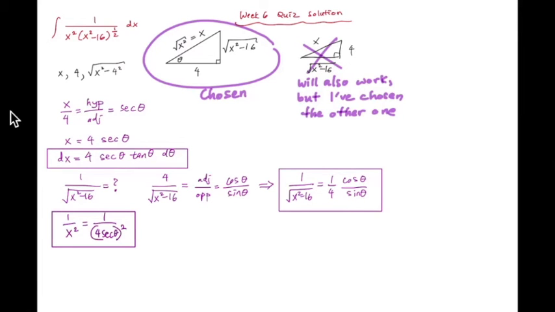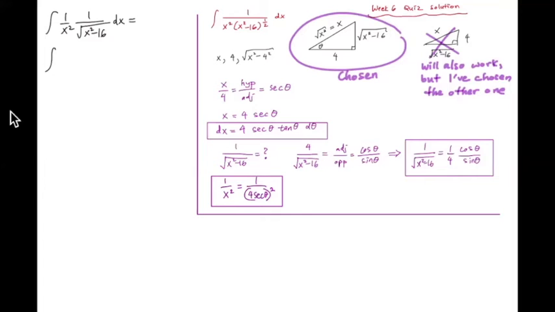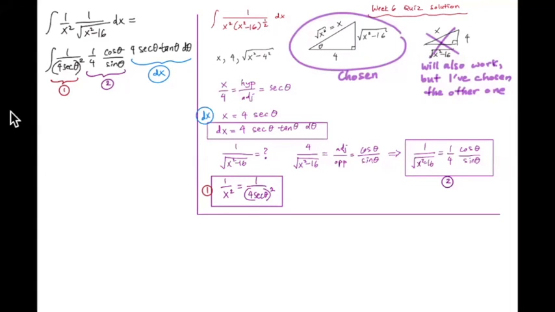So I'm ready to do my trig substitution. I will replace 1 over x squared with 1 over 4 secant theta squared. And I replace 1 over square root of x squared minus 16 with 1/4 cosine theta over sine theta. And I replace dx with 4 secant theta tangent theta d theta. I have labeled each substitution so it's clear which one is which.